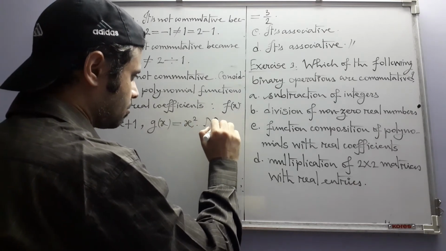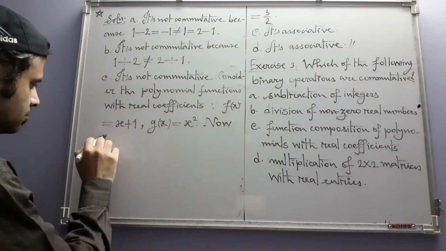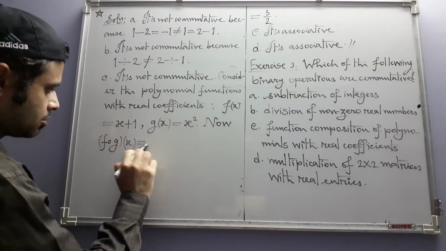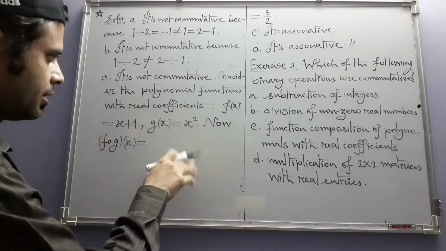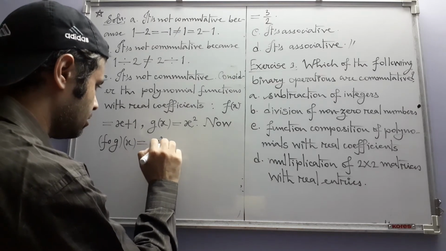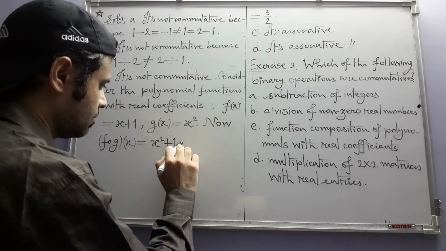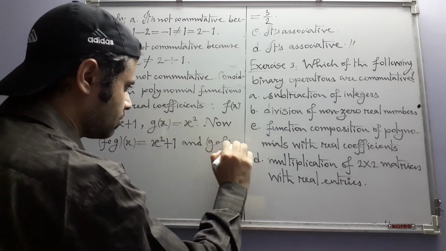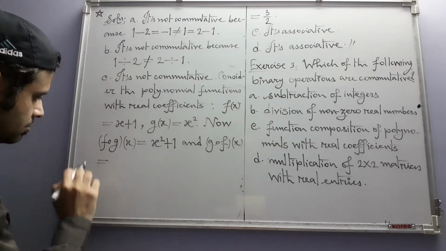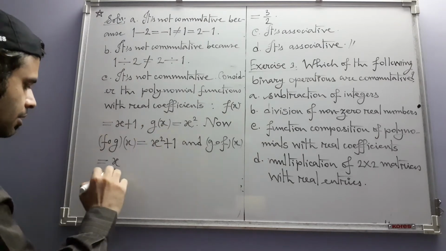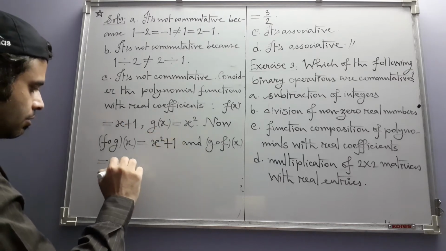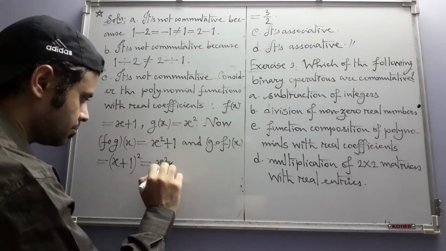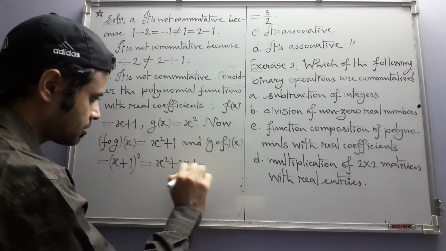Now f composition g of x: here first you apply g and then on that you apply f, so you get x squared plus 1. And g composition f of x is, first you apply f, x plus 1, and then on that you apply g. So using the binomial theorem you get x squared plus 2x plus 1.